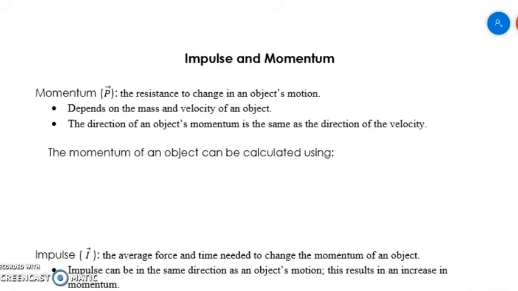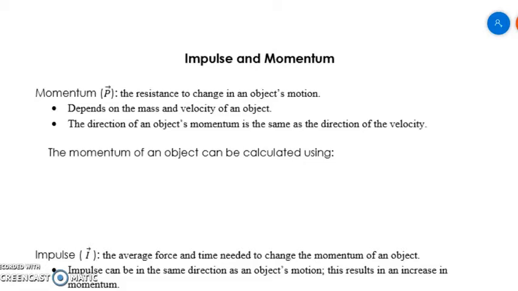Welcome to Impulse and Momentum. Momentum is the resistance to change in an object's motion. Back when we were studying Newton's three laws, his first law is known as the law of inertia, and we talked about inertia as resistance to change in motion. In that case, we were mostly talking about something's mass. Something with a lot of mass has a lot of inertia, and something that's very small, not a lot of mass, is easy to move around, so it doesn't have a lot of inertia. We're going to expand on that.